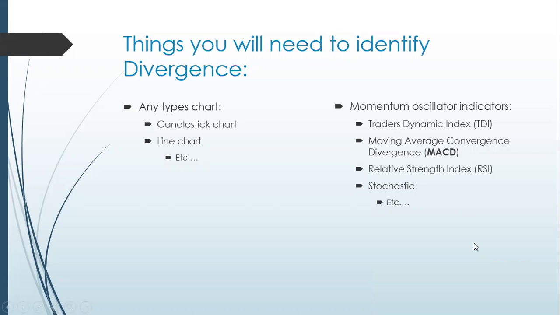Yeah, so the secondary thing that you need is momentum oscillators, such as Traders Dynamic Index, which is also known as TDI, MACD, which is Moving Average Convergence Divergence, RSI, Relative Strength Index, Stochastics, and there are a bunch of other momentum oscillators that are too much for me to mention right now.